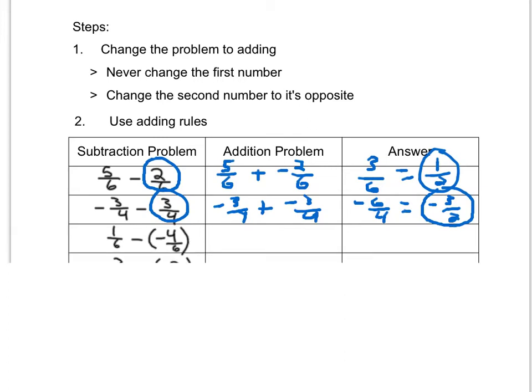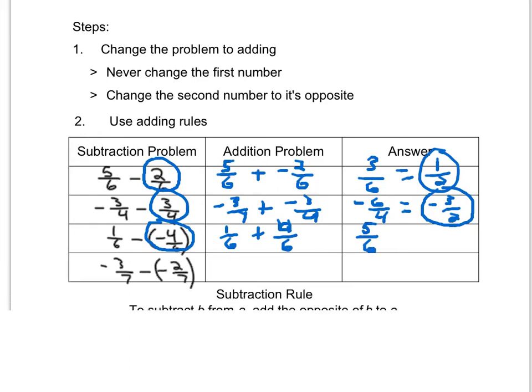And the next example. 1/6 minus negative 4/6. First number stays the same. Change the minus to a plus. We change this to the opposite, so we change it to positive 4/6. And then I add these together. 1/6 plus 4/6, that is just 5/6.